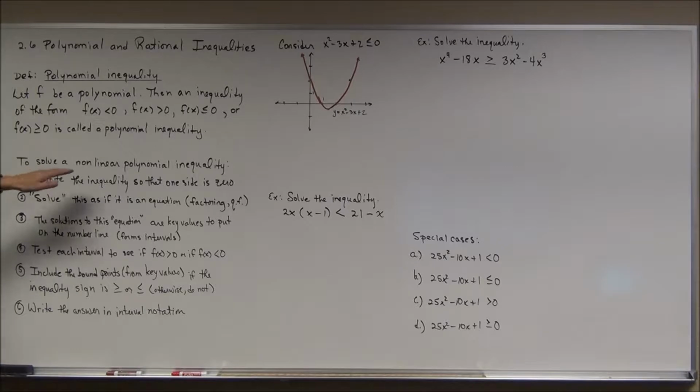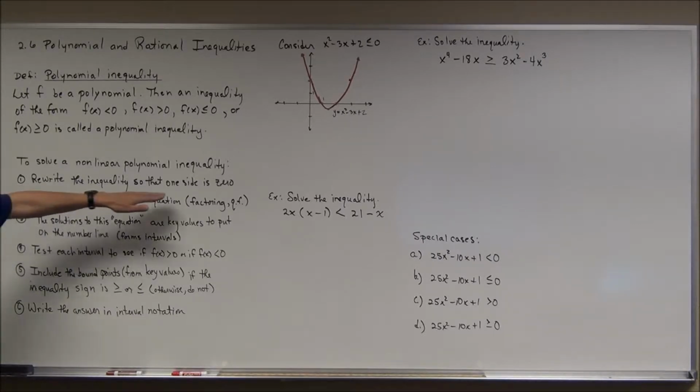Now, to solve a nonlinear inequality, and I say nonlinear because linear inequalities are a very special kind of polynomial inequality, we're going to look at mostly those polynomial inequalities of degree 2 or higher. My suggestion, step 1, is to rewrite the inequality so that one side is 0. So bring everything to one side, have one side equal to 0.